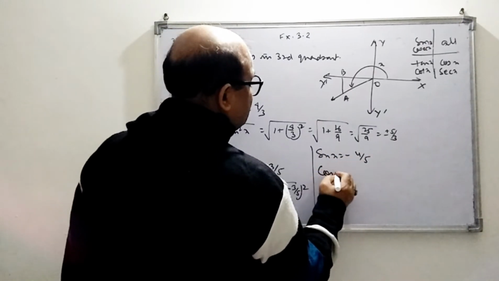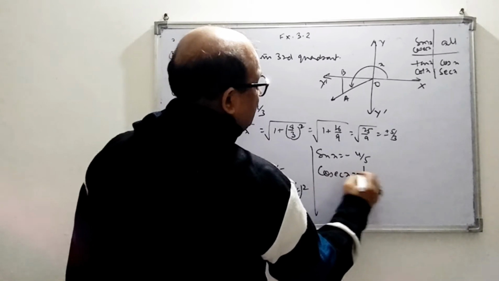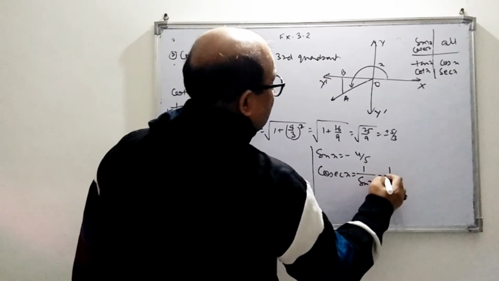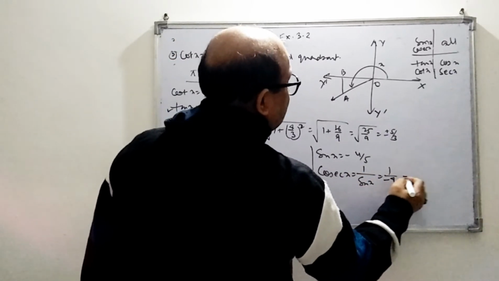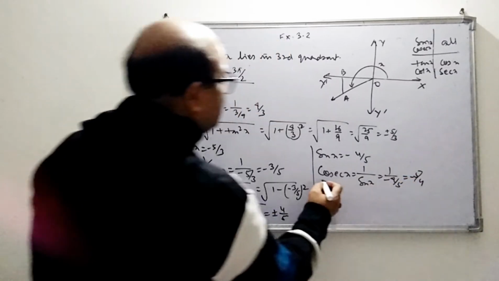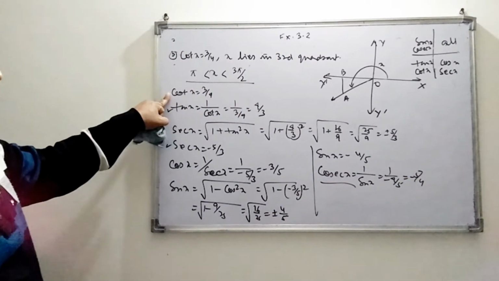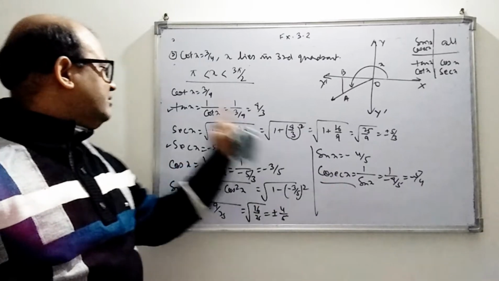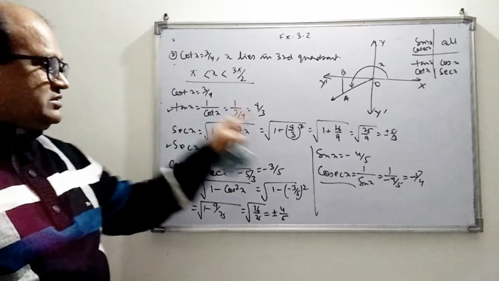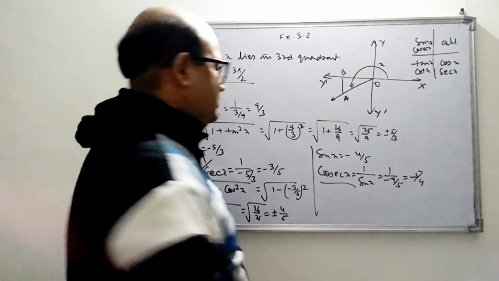And cosec x is reciprocal of sin x. That is 1 by minus 4 by 5, that is minus 5 by 4. Now sec x I can find out from here also. Sec x equal to root over 1 plus cot square x. So we'll get again the same value.